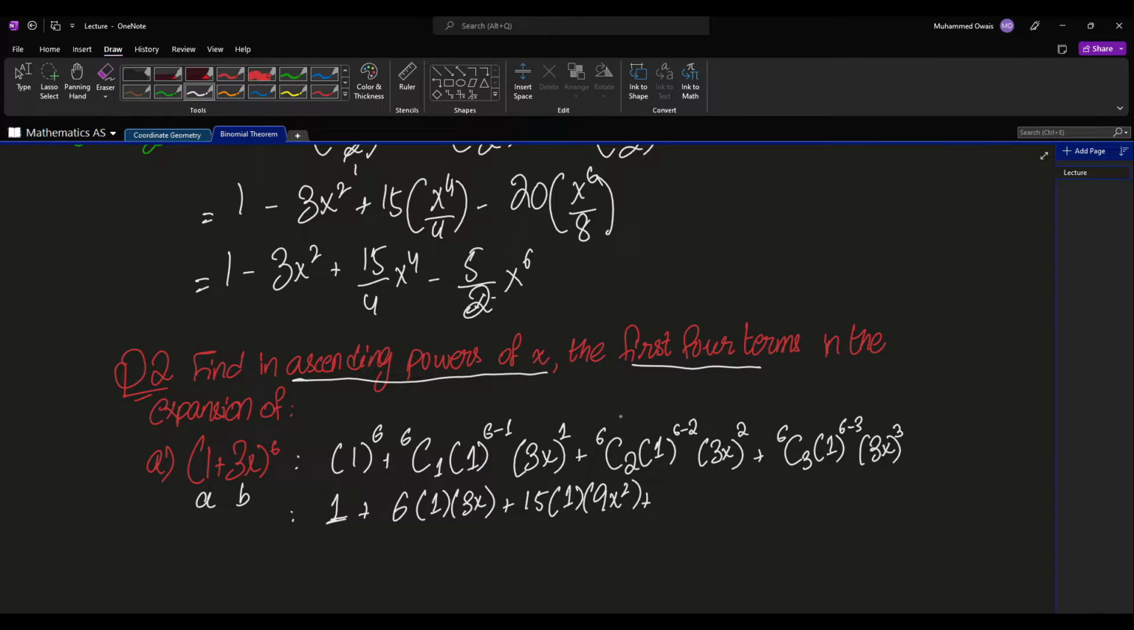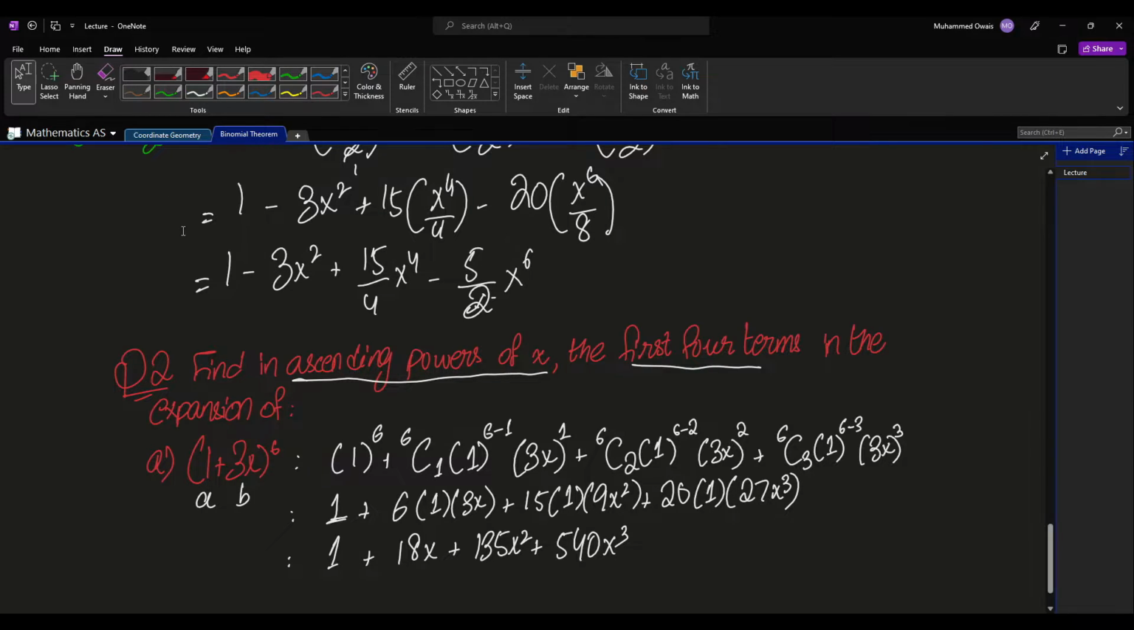Now then, 6C3. From the calculator it gives us 20. 20 into 1 into 3x whole power cube. So then 3 cube is 27 x cube. Alright, now then, to finally resolve this, it gives us 1 plus 18x plus 15 into 9 is 135, so 135 x square, plus 20 into 27 is 540. So 540 x cube. And there we go.